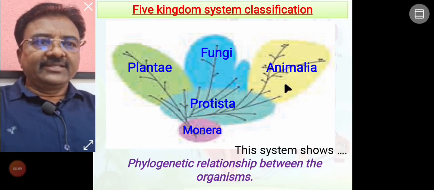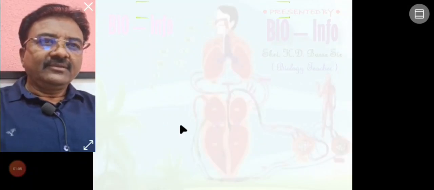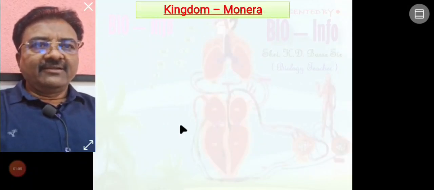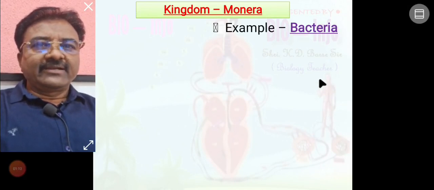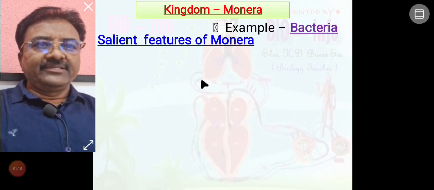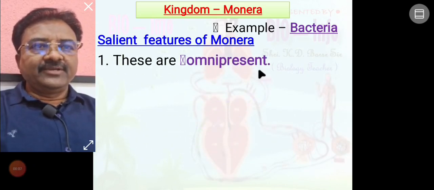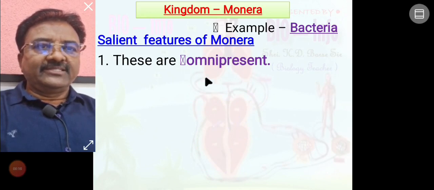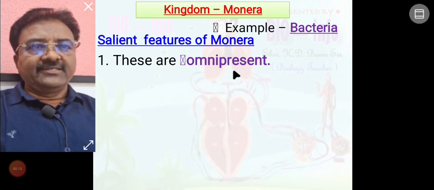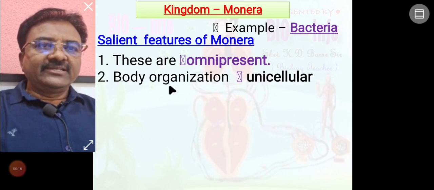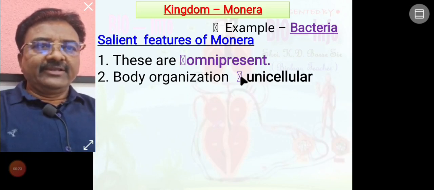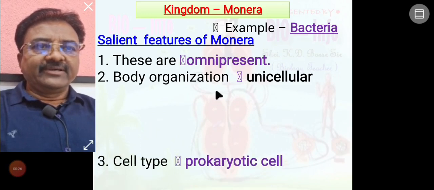We learn in detail in today's lecture the first kingdom, known as Monera, kingdom Monera. Example, all bacteria are included in kingdom Monera. What are the salient features or characteristic features of Monera? These are omnipresent, means Monera contain organisms present everywhere, so we call them omnipresent. Body organization is unicellular, means Monera organisms are made of only one cell, so we call them unicellular.